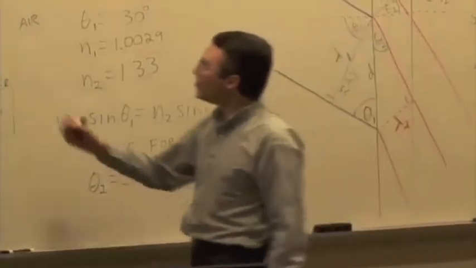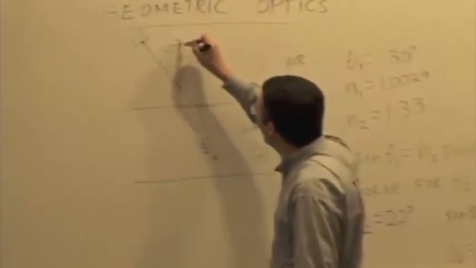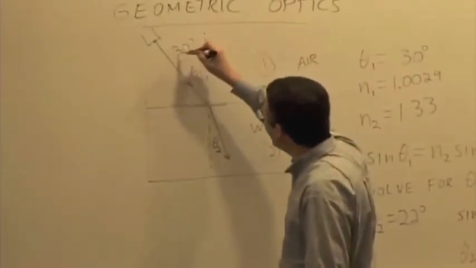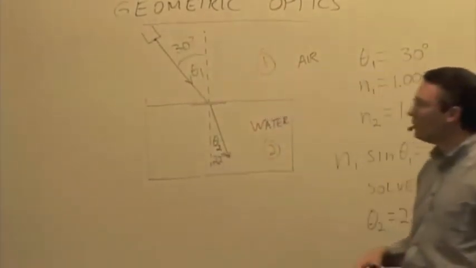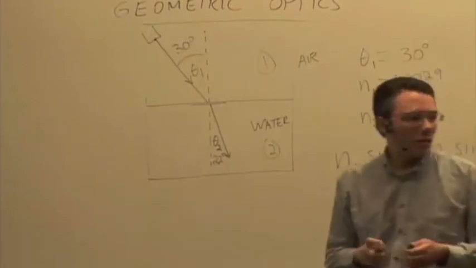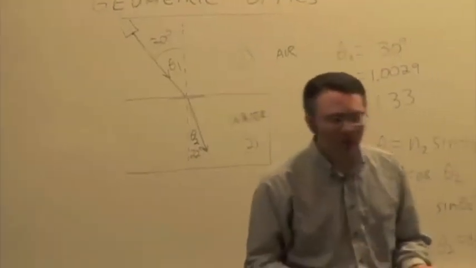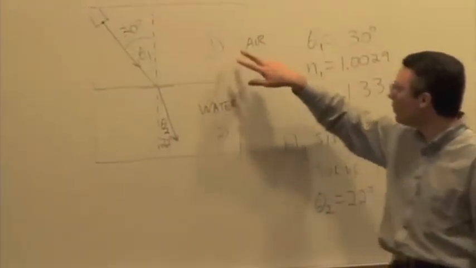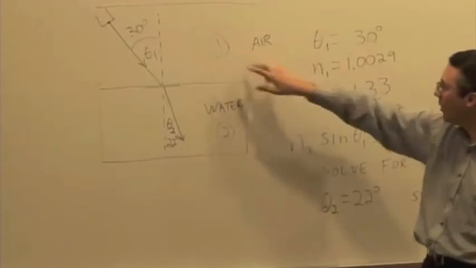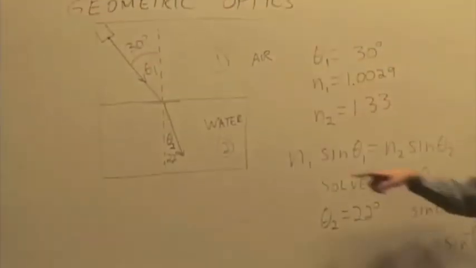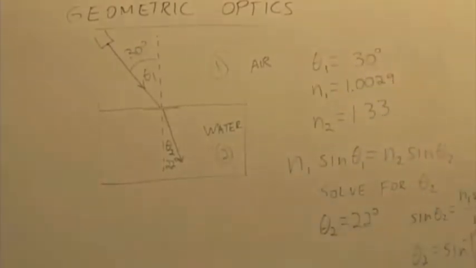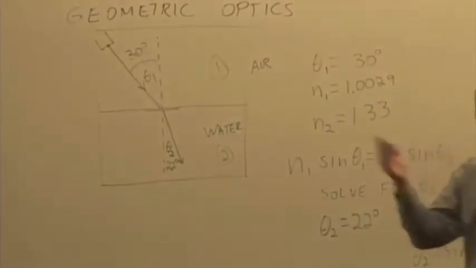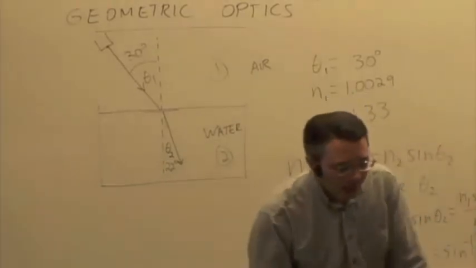So we see that this angle was 30 degrees, and it becomes smaller when it goes into the water, okay? So let's just recap. We went from a low index of refraction, air is only 1.0029, to a higher index of refraction, and we saw that the light ray gets bent toward the normal. And you could show that's a general result.